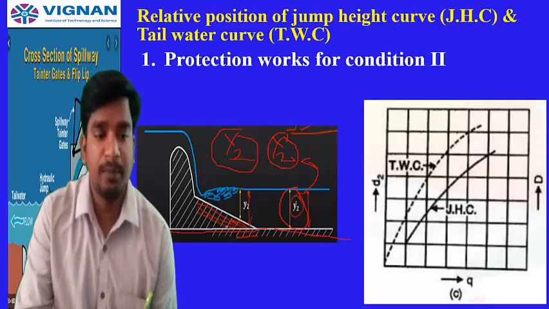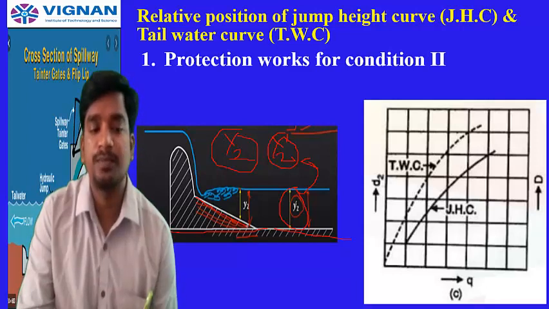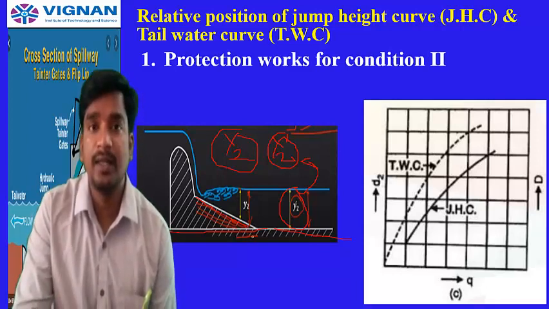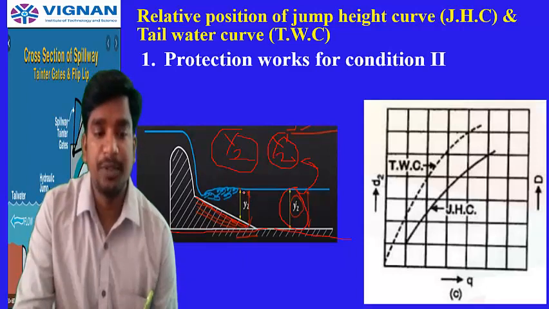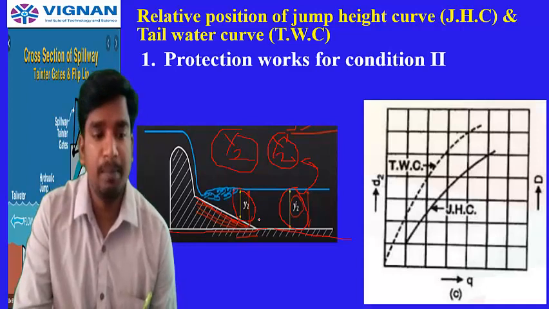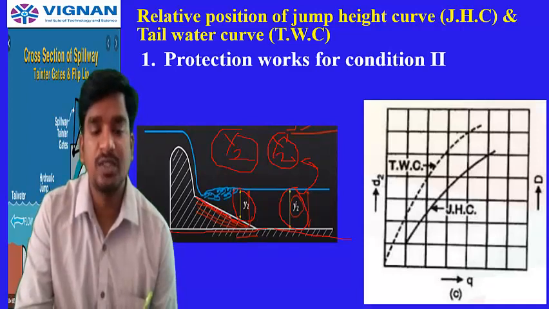So in this particular case, we are taking a controlling measure: we are increasing the slope like this, so that the depth required for the sufficient formation of the hydraulic jump, Y2, will be achieved by maintaining a slope or glacis like this.